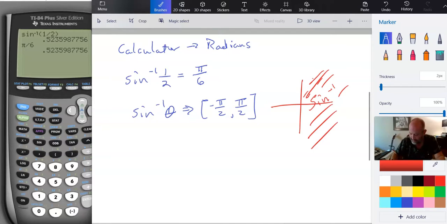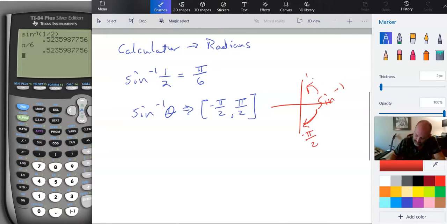Well, let's do this. I'm thinking way too hard on how to draw this picture. Okay. It's this quadrant here, down to here, up to here. So this is from negative pi over 2 to pi over 2. That's where sine lives.